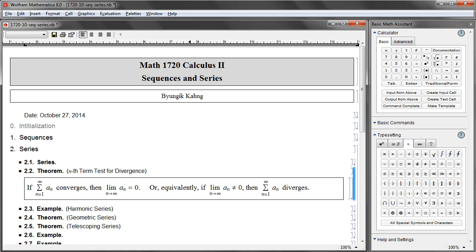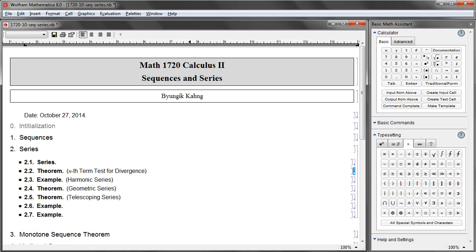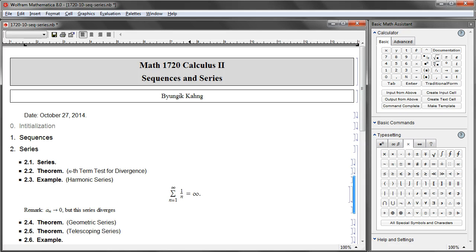It doesn't work for convergence. Such as something like this. The general term is 1 over n. That goes to 0. However, the original series diverges to infinity.